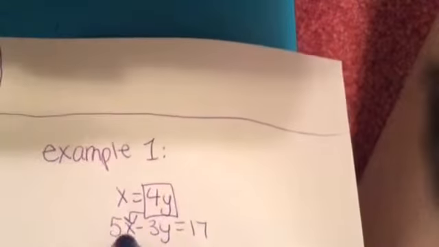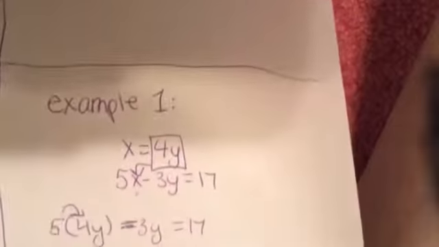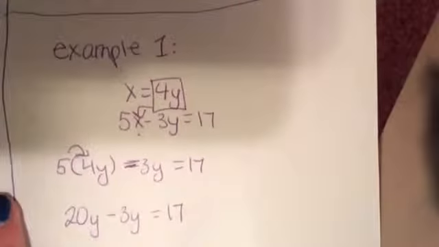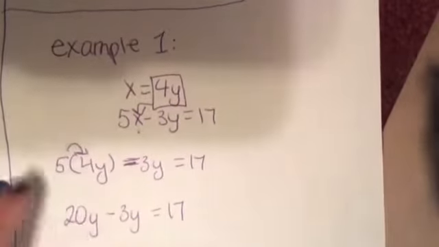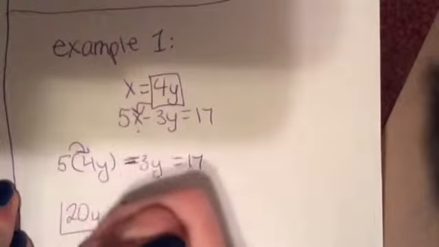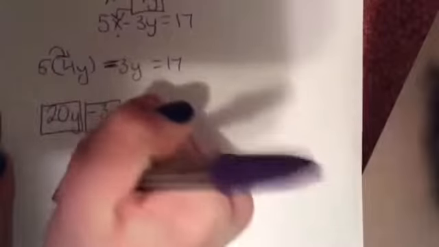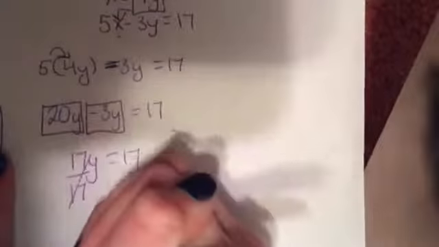Here is example number 1 with your two equations: x = 4y and 5x - 3y = 17. So what you want to do is put 4y where x is, because that's the value of x. Then you want to distribute to simplify, and you'll be left with 20y - 3y = 17. Then combine like terms, 20y and negative 3y, and that's 17y = 17. Then divide on both sides to isolate y, and y = 1.